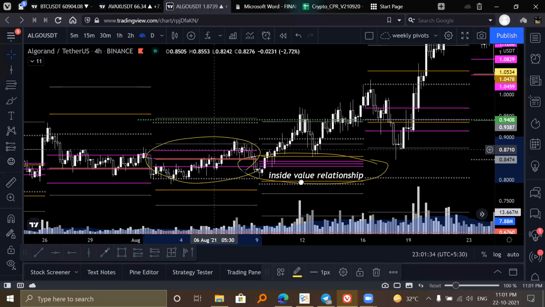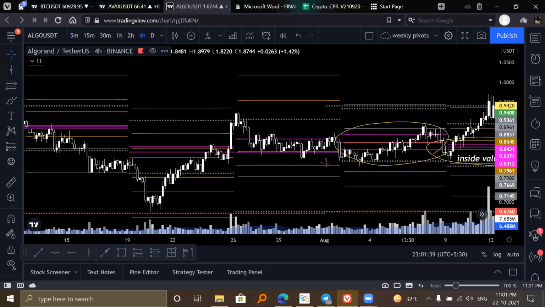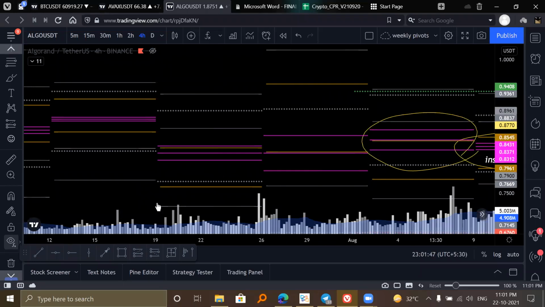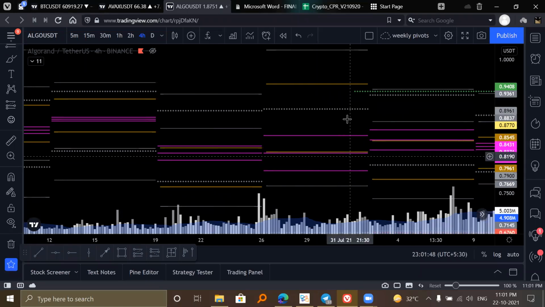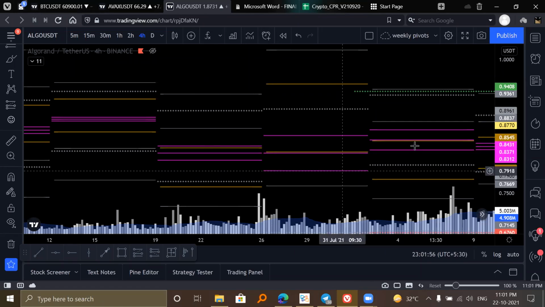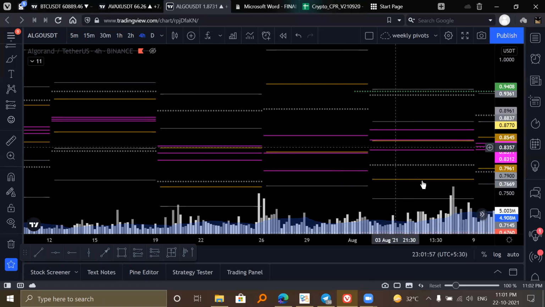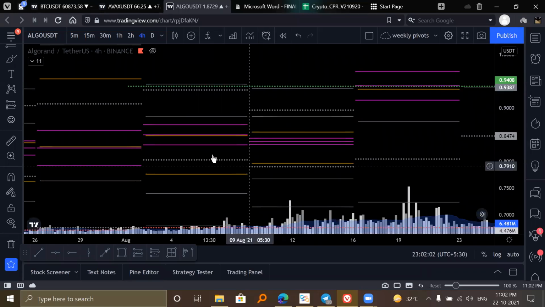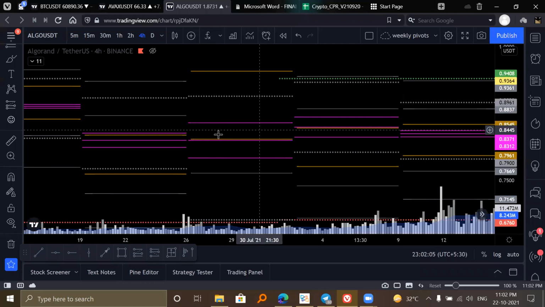Now the outside value relationship. This is outside value relationship, when this week's CPR completely engulfs last week's CPR. Inside's opposite is outside. So this was the inside value relationship, and this is the outside value relationship. This week's CPR is completely engulfing last week's CPR.